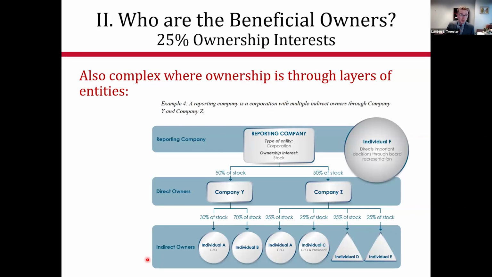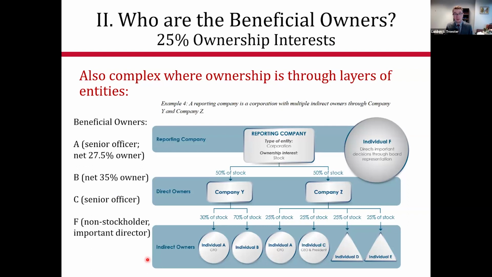I'm not going to belabor the point too hard. Let's just provide the answers on the left, and you'll see that we have A, B, C, and F. A is CFO. They're a senior officer. They also own 15% of the reporting company through company Y. They own 30% of Y. Y owns half of the reporting company, so 15%. Similarly, they own 25% of Z. Z owns half of the reporting company. That nets out to 27.5%.